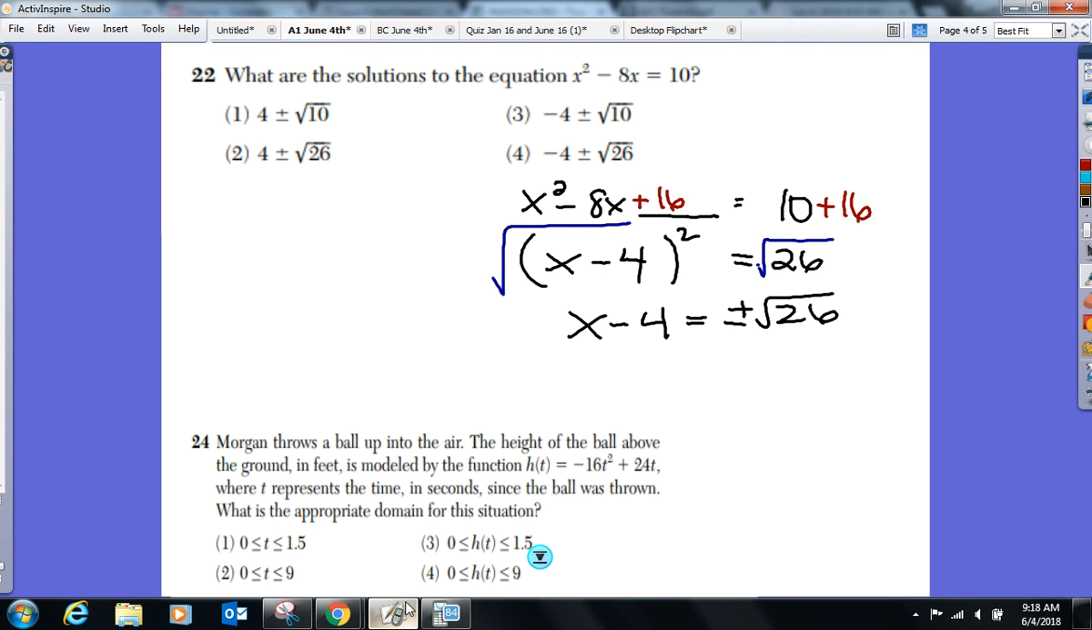Jack, next step to solve for x. So you're going to rewrite the equation of the x minus 4 equals... Oh, hold on. I got to get x by itself. It's still with a minus 4. Yeah, so then you have to add 4. That's what I'm doing, add 4 to both sides. So x equals positive 4 plus or minus the square root of 26.